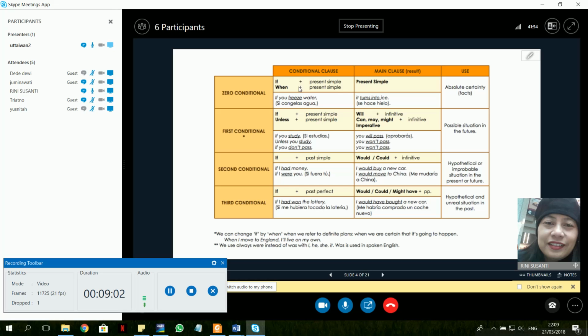Unless you study, you won't pass. Unless means if not. So to express something that is possible to happen in the future, you can use the first conditional. Because this one is possible to happen in the future, you need to use present tense.